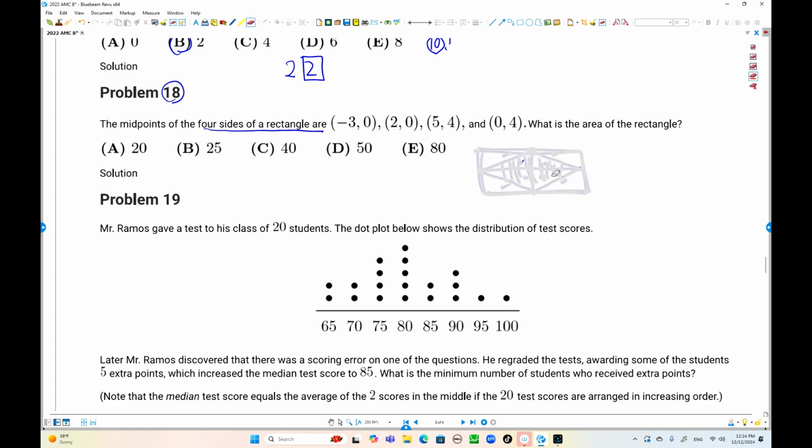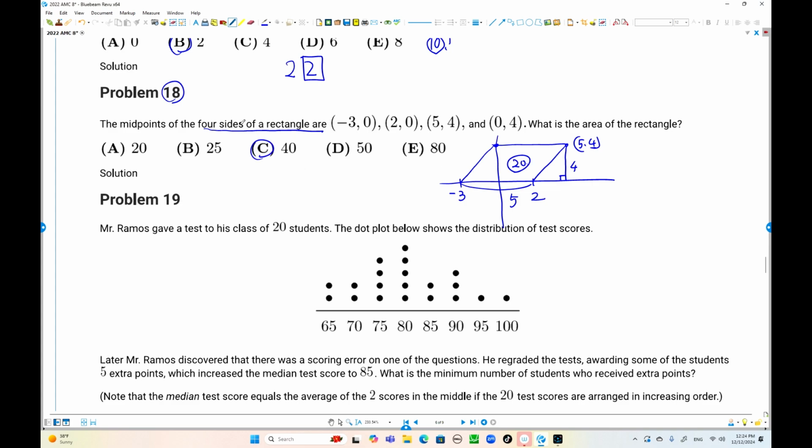So how can you find this? The coordinates are given. Okay, or you can use the shoelace formula, it doesn't matter, but I'm going to use coordinates. Negative 3 over here, 2 over here, 5, 4 over here, and 0 and 4, right? Same height, 0 and 4. This is 0 and 4. That is actually a parallelogram, right? Okay. So what is the area of this one? This is 5, this is 4, the height. 5 times 4 is 20. That's the area of this parallelogram. Okay. So the area of the rectangle is twice this one. 40 is the answer, okay?